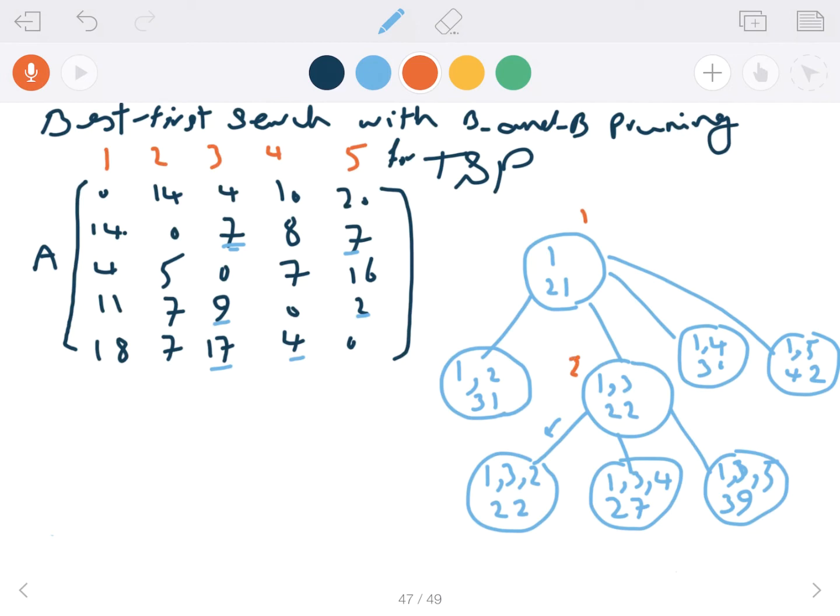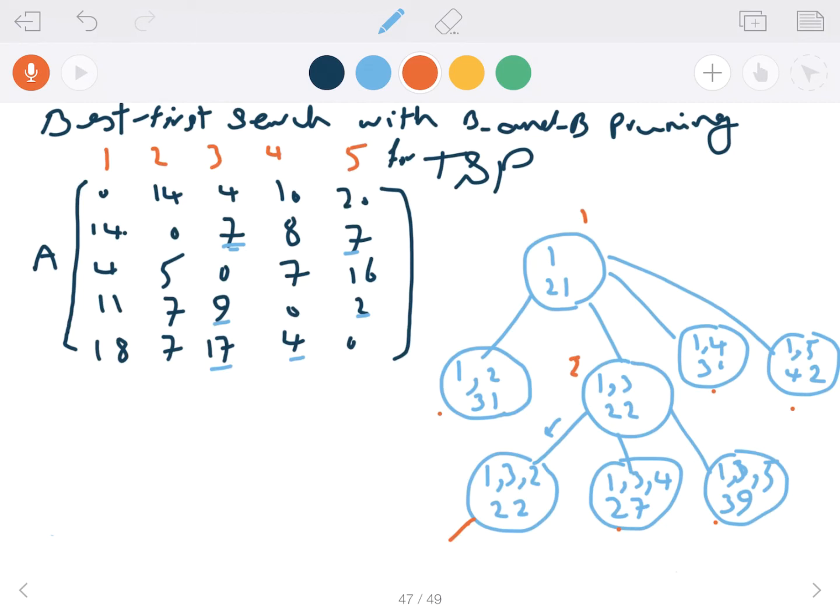Now if you look at the numbers that we have here, we have 31, the unexpanded nodes: this one, this one, this one, and this one. Between these, the node that has number 22, that is node 1, 3, 2, has the minimum cost. So we are going to expand this node and see if we can reach better values or not.